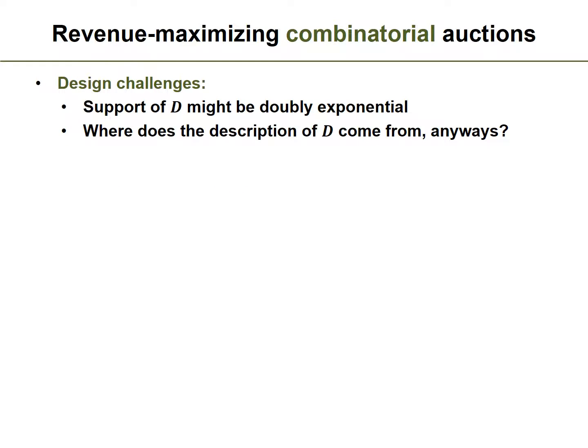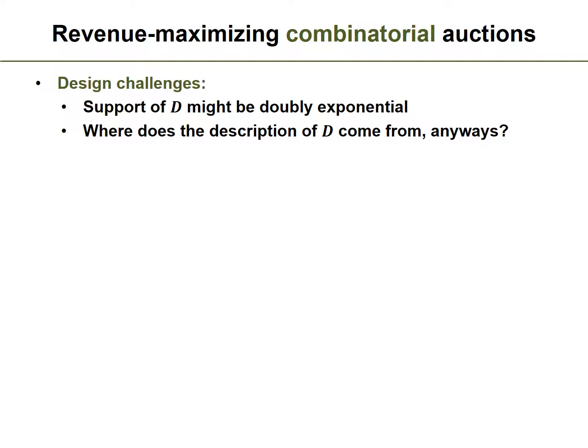This poses two major design challenges. First, in the combinatorial setting, the support of the distribution might be doubly exponential. Second, where would this perfect description of the distribution come from anyways?